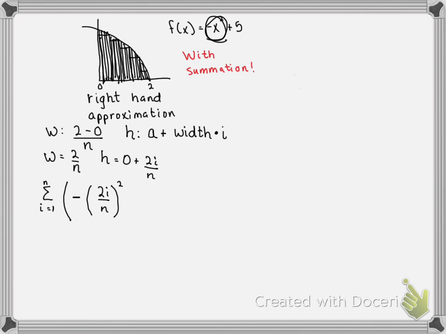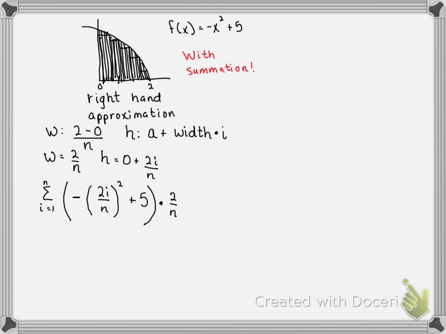Remember, the height replaces x. So we've got negative 2i over n squared plus 5. That's the height. Now we have to multiply it by the width. So this is the height, replacing the x, and this is the width. Okay, now we're going to get to it here.